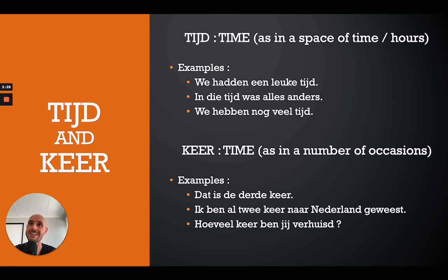Okay? If you look at keer, then it also means time, but as in a number of occasions, like a few times, right? So we look at the examples. Dat is de derde keer. That is the third time. Ik ben al 2 keer naar Nederland geweest. I've been twice already, or 2 times already, to the Netherlands. Hoeveel keer ben jij verhuisd? How many times did you move?